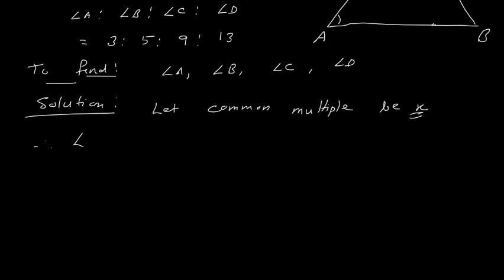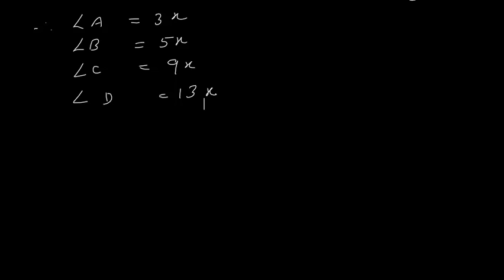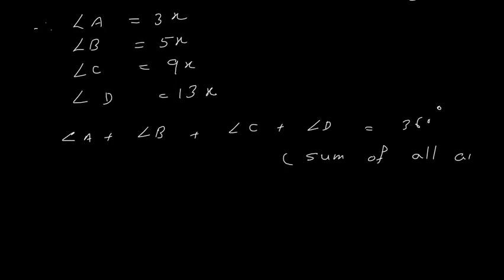So therefore my angles will become: angle A will become 3x, angle B will become 5x, angle C will become 9x, and angle D will become 13x. Now next, I know that the sum of all angles of a quadrilateral is 360 degrees. So I will say that angle A plus angle B plus angle C plus angle D is equal to 360 degrees. And reason, if you want to write, you can say that sum of all angles of a quadrilateral.